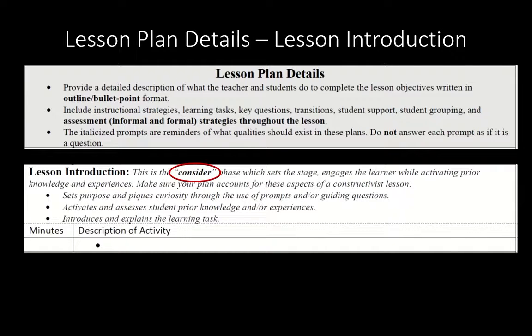So I call this portion the consider portion of the lesson. It's not about telling them what they have to do. It's about inviting them into an inquiry. That's why I prefer using guiding questions to frame the lesson instead of "you will learn" objective statements.